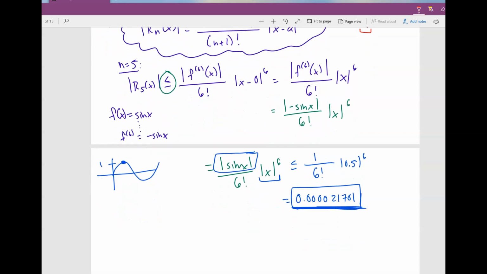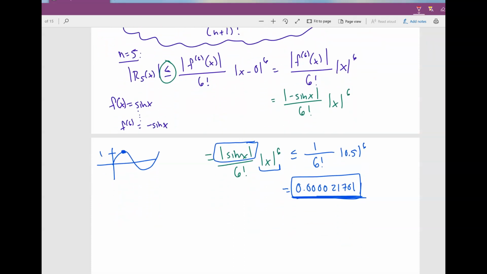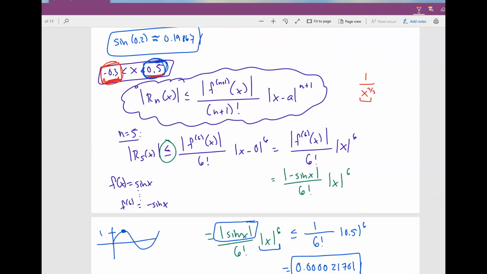So this isn't an easy thing to do. It does take a little bit of practice, but this is how you can find upper bounds.